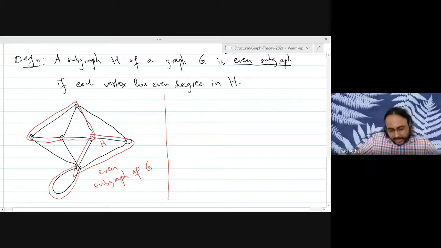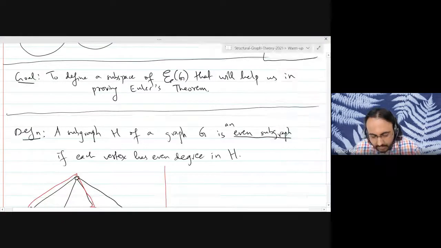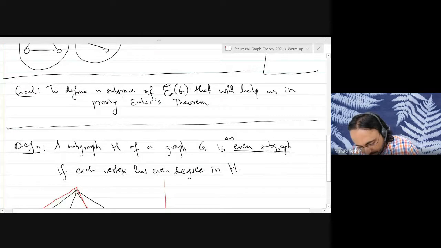So it has odd degree. There are several vertices in this graph that have odd degree, but this red colored subgraph has even degree for each vertex. Okay? So the graph G may not be even, but we are saying that the subgraph H is even if every vertex in H has even degree. Okay? So, why are we defining this? Well, because something really cool happens. This turns out to be a subspace of the edge space. And we will prove that.